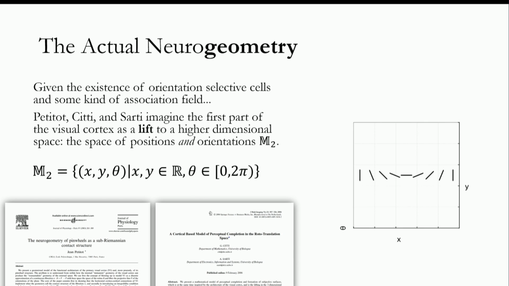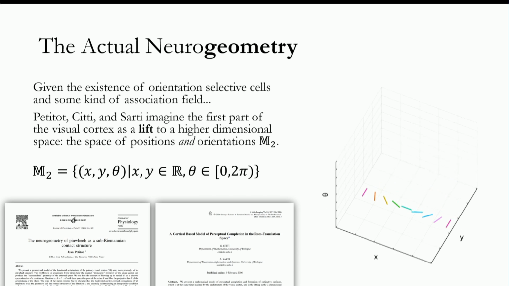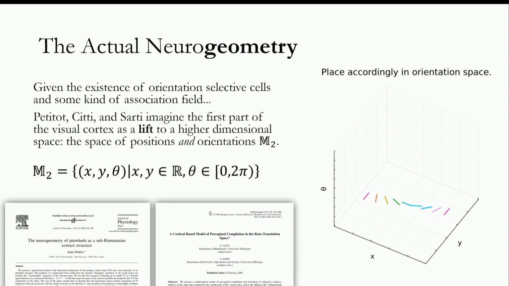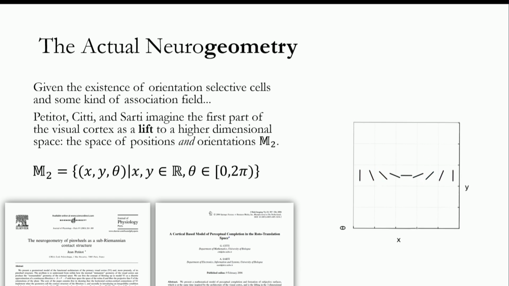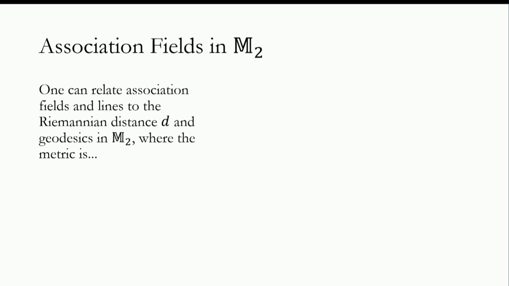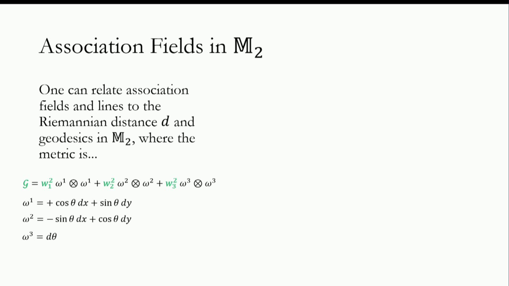I made this animation. Again, you can identify the orientations in the image, but then you introduce this third dimension, the orientation dimension, and you place the orientations at the right place. Okay, so why would you want to do this? Why do you introduce this new space? Because in M2, you can endow M2 with a Riemannian metric. So this is the metric.